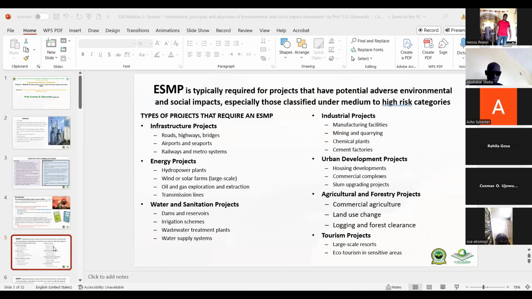If you look at most transmission lines, you have what we call right of ways. You see them taking up a large expanse of land. Then water and sanitation projects like dams and reservoirs, irrigation systems, water treatment plants.